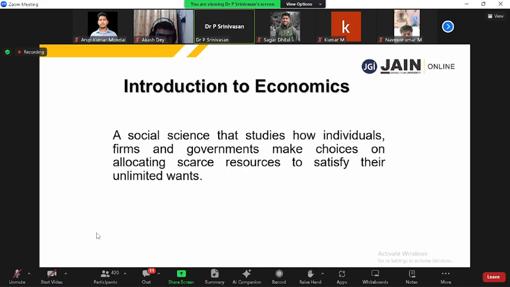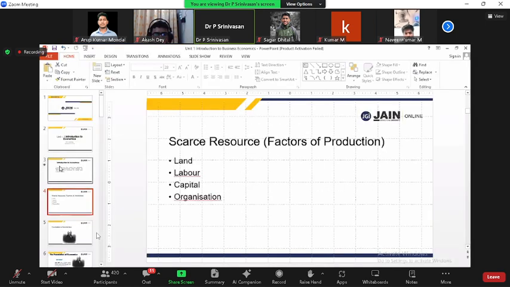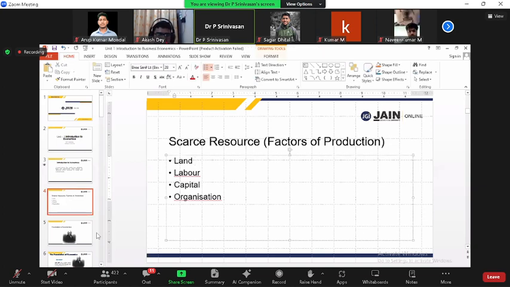One more thing I want to tell you: these are the scarce resources, and why they are scarce resources, I'll tell you. Okay, so what is the reward for land? Anyone, what is the reward for land? Rent. Very good. Rent. Beautiful. That's why it is called a resource. Otherwise, what is the point in saying it is a resource, right?